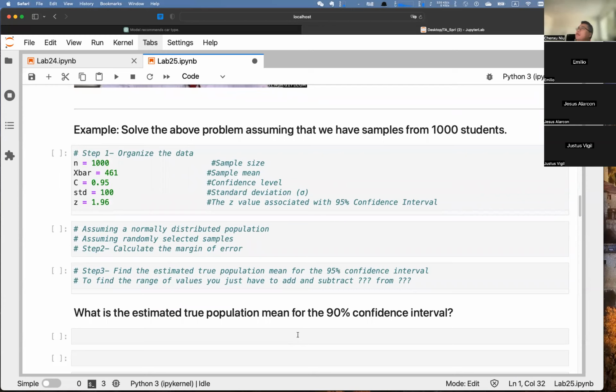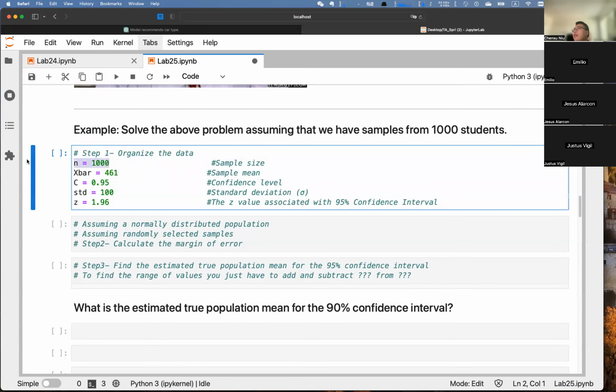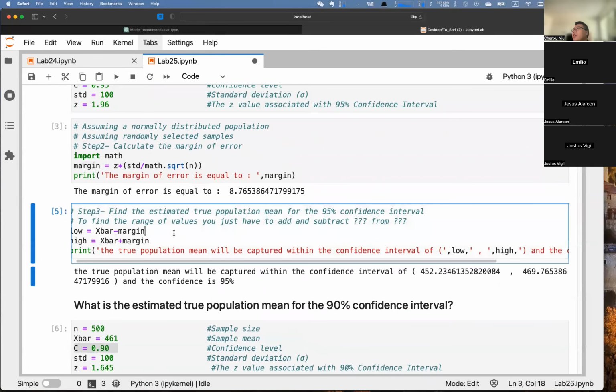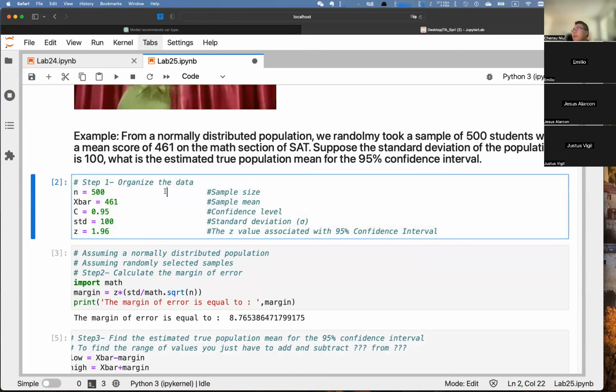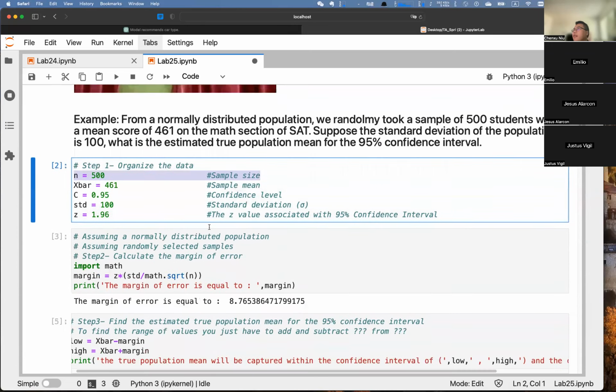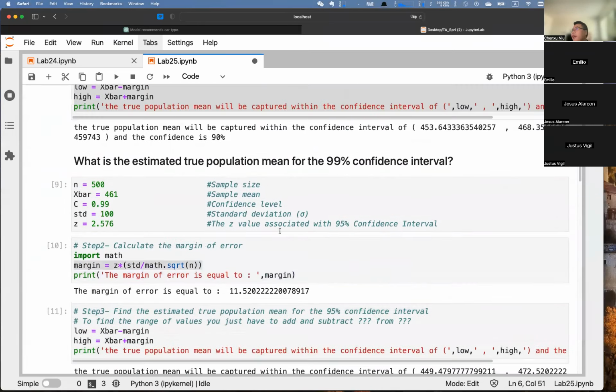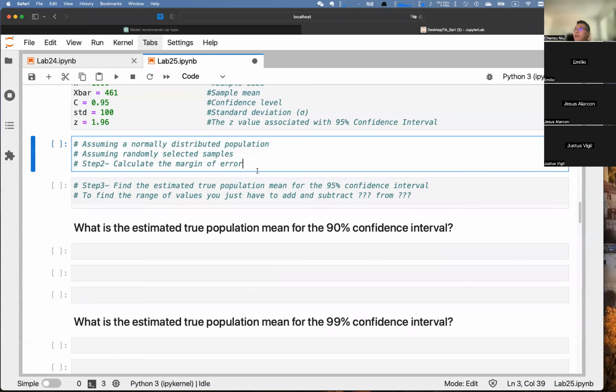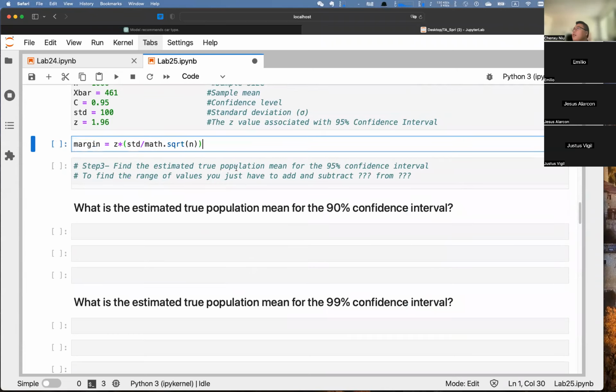The next example is the same example, but with different variables. Solve the above problem, assuming we have a sample of 1,000 students. First, organize the data, but here the number is 1,000. You can copy from the first example, but please make sure this is different. Copy again, copy from the second one. Oh, sorry.